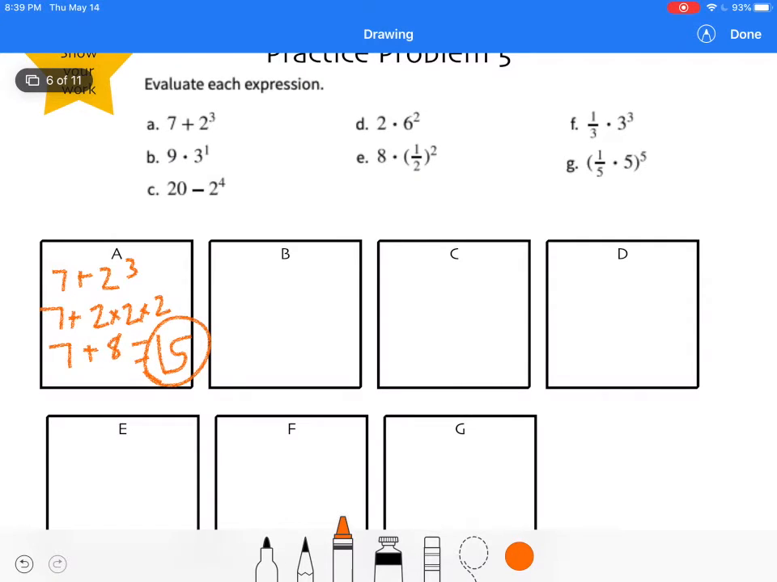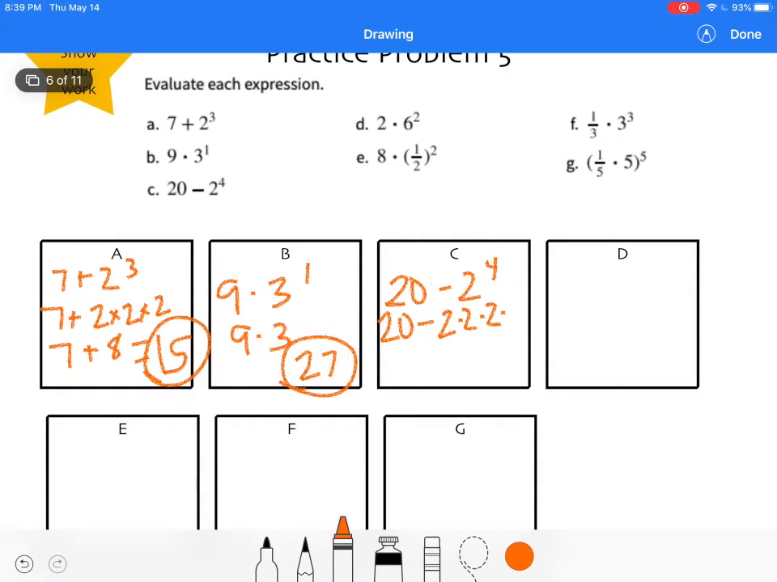All right, then B is 9 times 3 to the first power. So that's 9 times 3, which is 27. C is 20 minus 2 to the fourth power. So I have to do exponents first. So 20 minus 2 times 2 times 2 times 2. So that's 20 minus 16, which leaves me with 4.